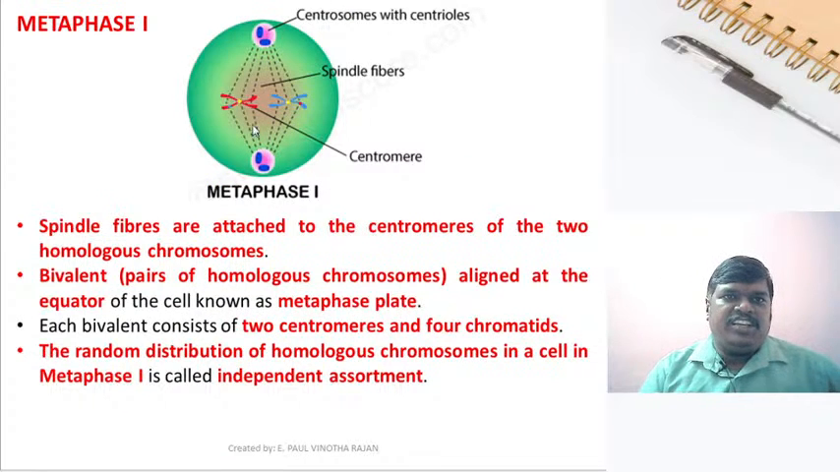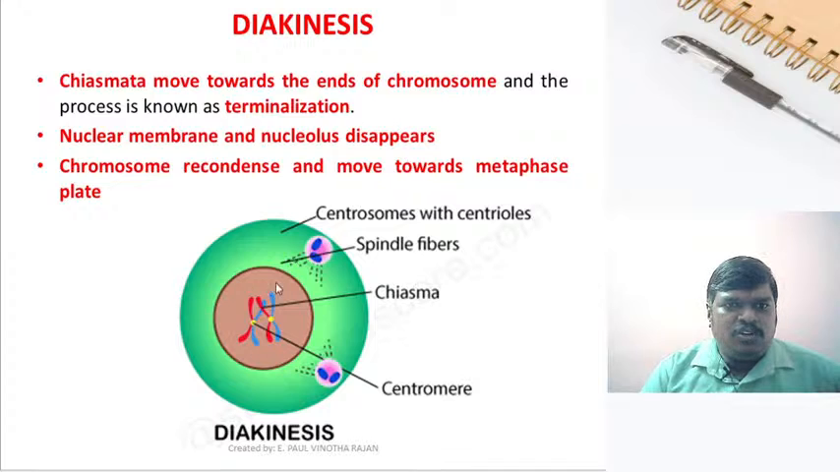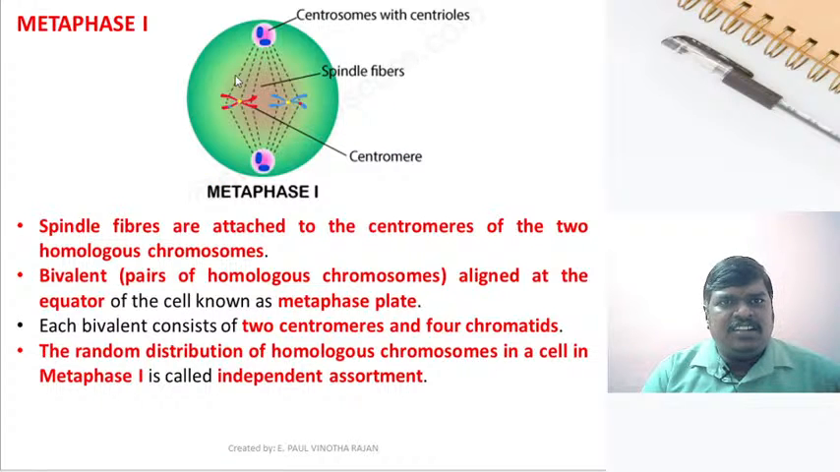Next is the metaphase stage. In metaphase, the nucleolus, nuclear membrane, everything will disappear. The centrioles start producing spindle fibers. It is the same process as metaphase in mitosis. It arranges them in the equatorial plate. And then the centrioles start producing spindle fibers, and those spindle fibers attach to the kinetochores.